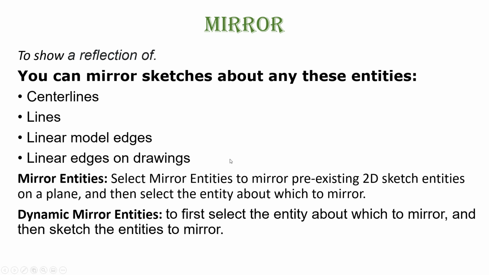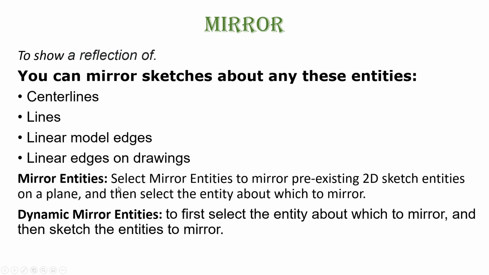Well, the next is mirror. How to use mirror tools? The meaning of mirror is to show a reflection of any object. You can mirror sketches about any of these entities like center lines, linear model edges, linear edges on drawings. So when we mirror something, we must have some entities, some reference. That is center lines, linear model edges, linear edges on drawings.